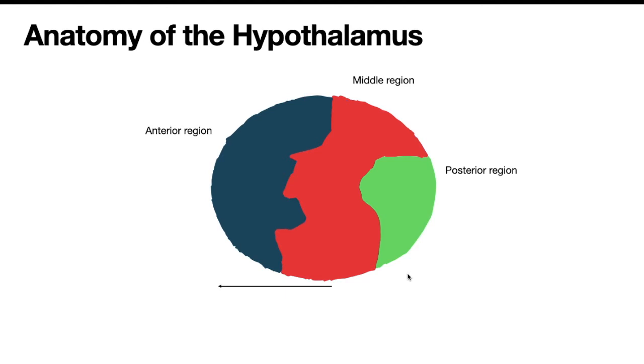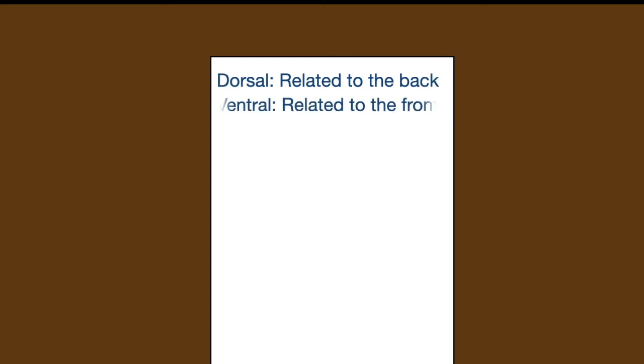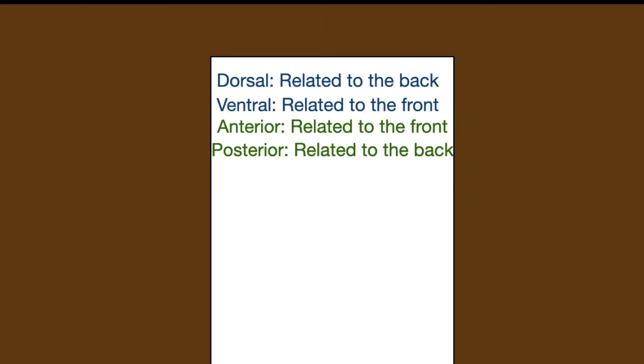So now let's talk about the anatomical terms of location. This is my sheet, and I'll talk about all the ones we need to know. The first one is dorsal, which means related to the back. Then we have ventral, which means related to the front. We have anterior, which means related to the front, and posterior, which means related to the back. Now, dorsal and posterior and ventral and anterior seem to be the same, and they are the same in human anatomy, but they are different in the anatomy of animals.